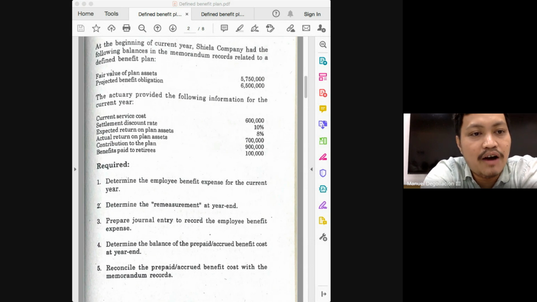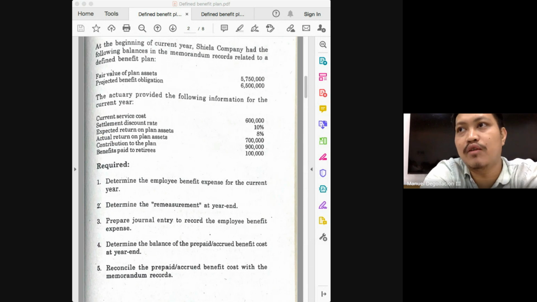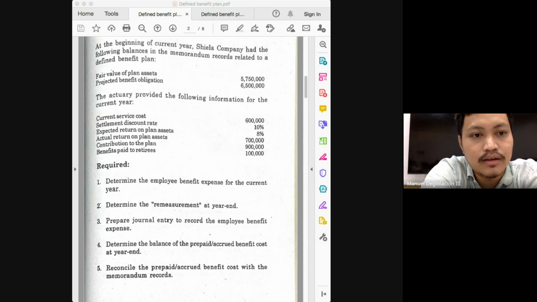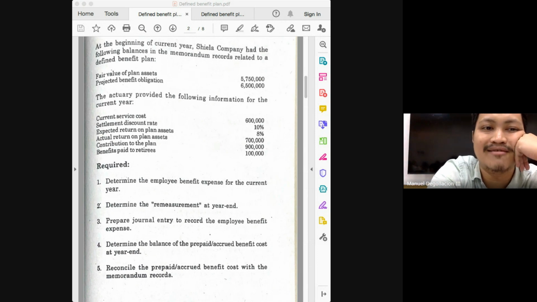Okay, so having computed for the ending balance of the FVPA and the PBO, class, what would be the balance of your prepaid or accrued benefit cost? How much was the PBO again, class? 7,650,000. And then our FVPA was 7,250,000. So the difference is 400,000. And which one is greater? PBO. So what we will have would be a liability. So technically, the correct name for it would be accrued benefit cost. So how much would be your accrued benefit cost? This would be 400,000. Okay.